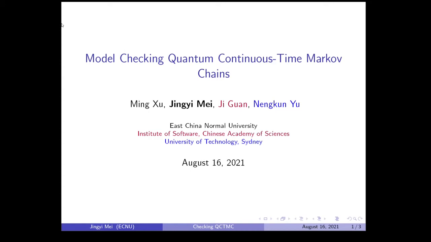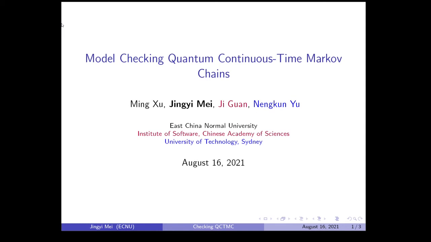Hello everyone, our work is about model checking quantum continuous time Markov chains. There are a lot of works on model checking classical Markov chains for both discrete time and continuous time. As quantum computation develops fast, there is an urgent need to develop effective verification techniques to improve the trustworthiness of quantum systems. So the counterpart model of quantum system has been considered in recent years.